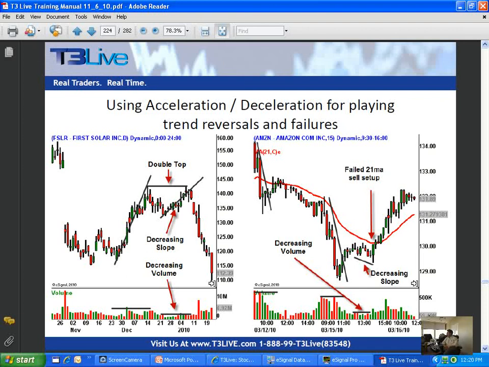You always want to, if, for instance, you're on the short side of a trade and it starts to break down and the pace starts to increase and the volume starts to increase, you have to be thinking about taking profits. You want to cover into accelerated moves. You want to sell your longs into accelerated moves.